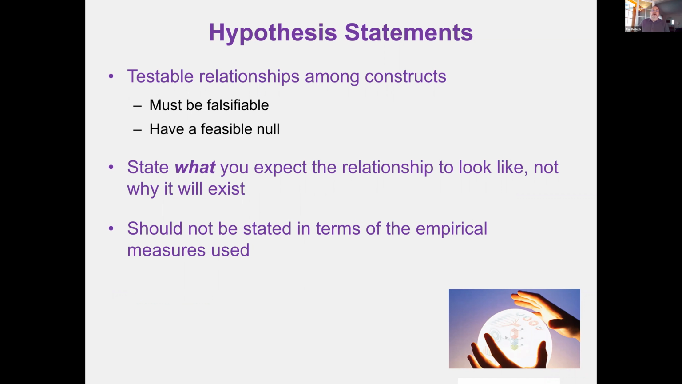So I want to take a couple minutes to talk about hypothesis statements. Hypothesis statements are testable relationships among constructs. They have two characteristics. They must be falsifiable, so you have to be able to fail to support them, and they have to have a feasible null. If we don't find support for your hypothesis, we have to believe that the null hypothesis could at least exist, because if all your hypotheses are supported, but it's impossible to imagine how it could be otherwise, then reviewers and readers are going to question whether or not your hypothesis is really a good quality, testable, falsifiable hypothesis.